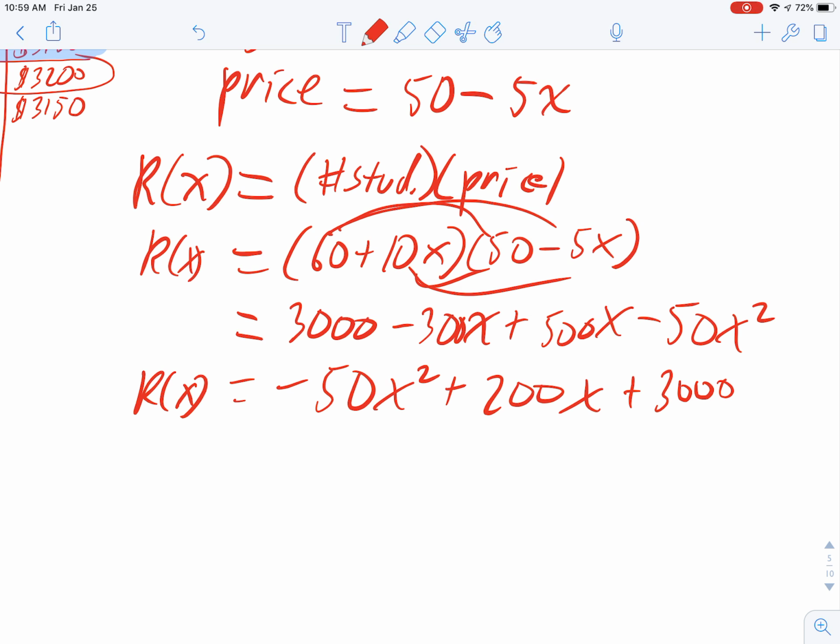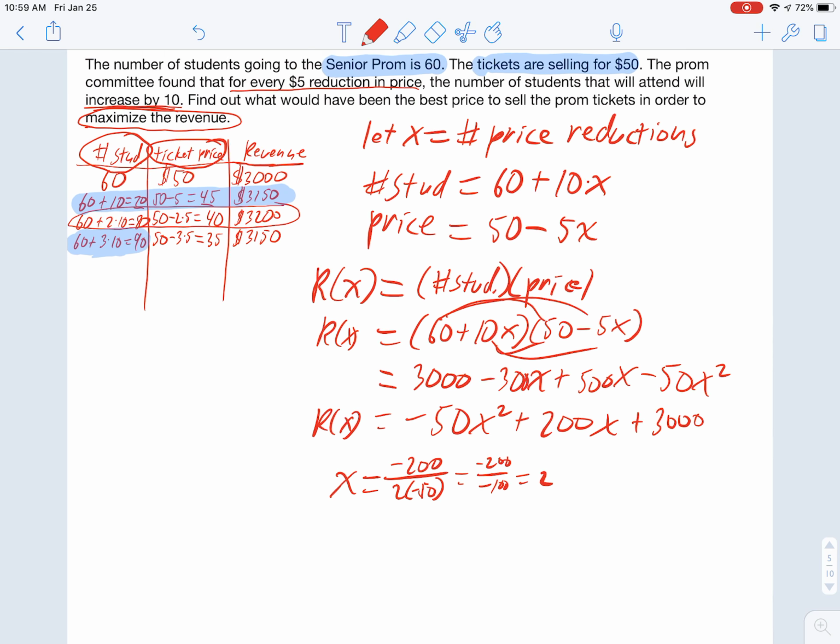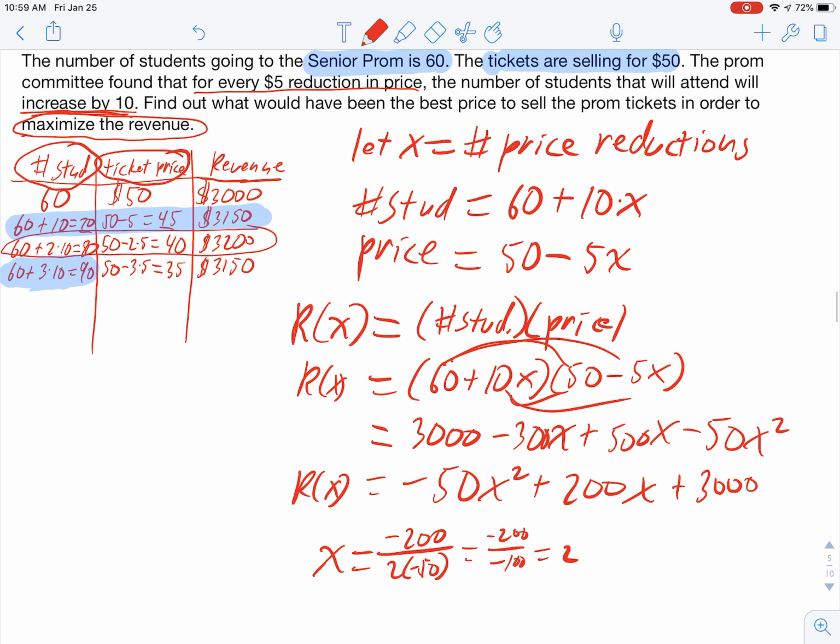Now I want to maximize the revenue, and so our old friend, negative b over 2a: negative 200 over 2 times negative 50, which is negative 200 over negative 100, which is 2. And so what did we just determine? We just determined that when x is 2, that will give us the maximum revenue, which is what we're trying to find.